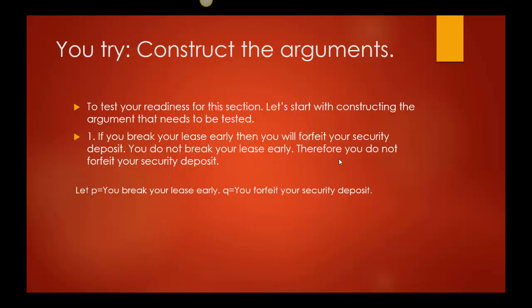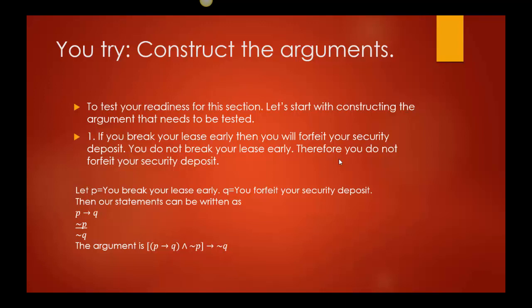All right, so here are the symbols I used. I said P is you break your lease early, and Q is you forfeit your security deposit. Then our statement is P implies Q, then not P, and then not Q. So there's our statements. Our argument is P implies Q and not P, therefore not Q. Now we're ready to test this.